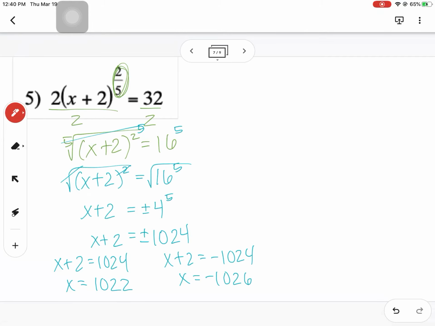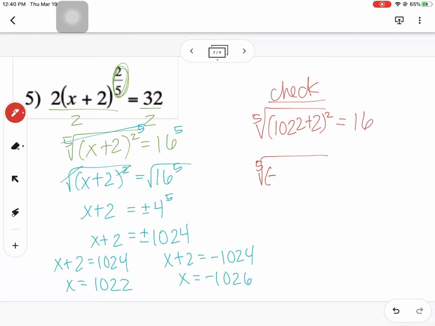Again, we do need to check these. Since it was a 5th root, I don't anticipate any problems, but it is always good practice. And with these, again, I'll fill them both in for you real quick. As long as you type them correct in your calculator, both of them do check out. Do make sure that you're doing that addition, squaring it, and then 5th rooting it. And technically the 5th root and the squared you can do in either order.